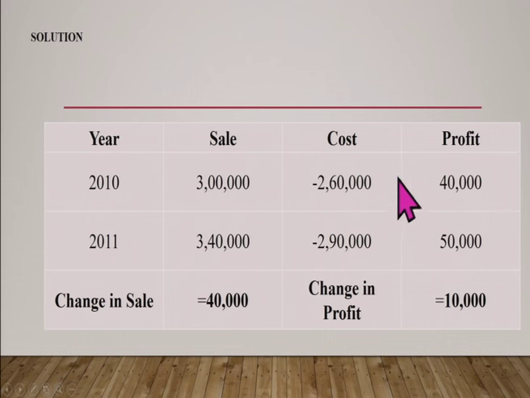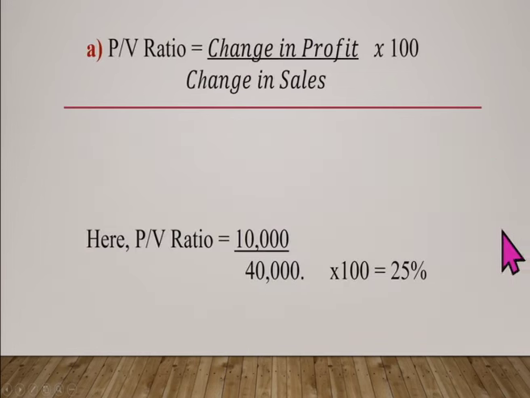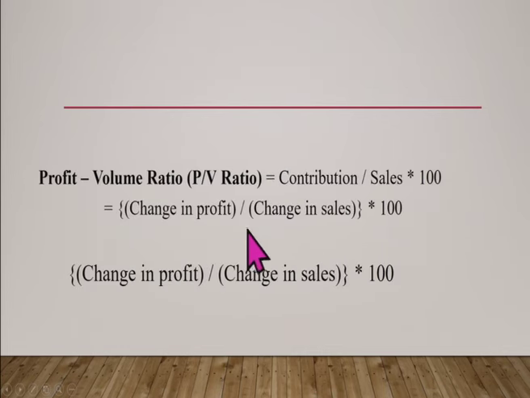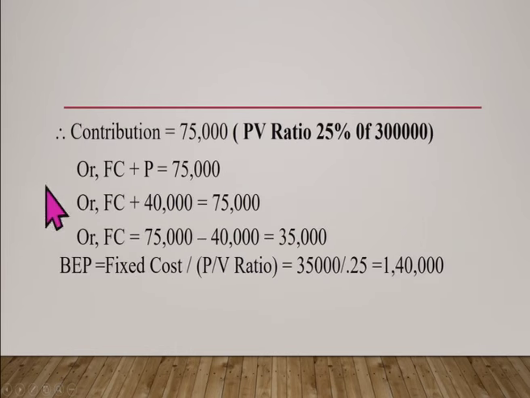Here I have already taken the profit and calculated the difference of profit. So, the change in profit is 10,000 and the change in sales is 40,000. To calculate the PV ratio, 10,000 divided by 40,000, that is 25%, is the PV ratio. Once you have calculated the PV ratio, next we are going to calculate the break even point. To calculate the break even point, we require the fixed cost.